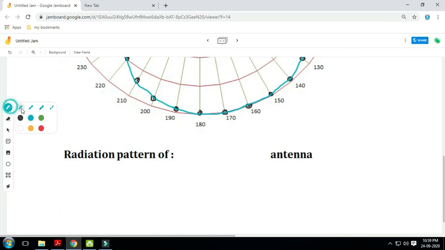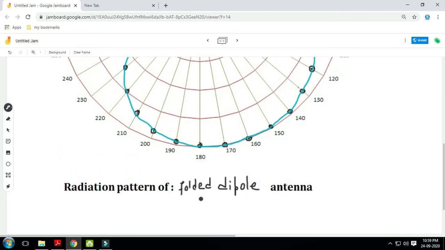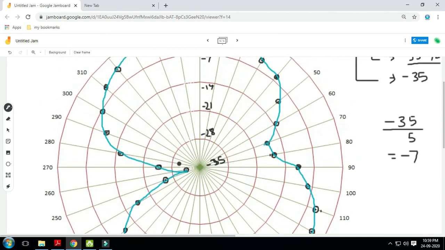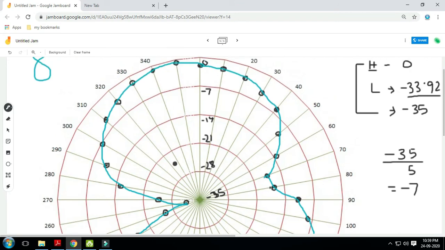Our antenna was a folded dipole antenna, so I just write folded dipole antenna. Whatever antenna you are experimenting with, just write the name of the antenna here so that we can understand that the pattern is for that particular antenna.